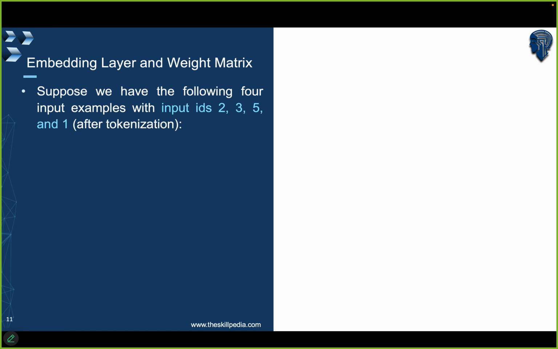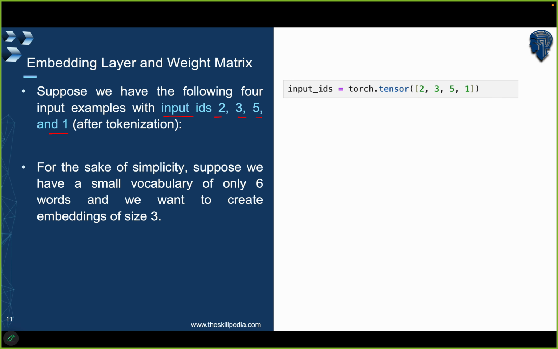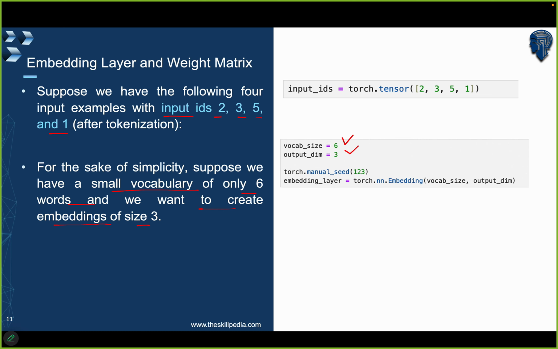Suppose we have the following 4 input examples with input IDs 2, 3, 5 and 1 after tokenization. For the sake of simplicity, suppose we have a small vocabulary of only 6 words and we want to create embeddings of size 3. So we define the vocabulary size and output dimensions, and we use a manual seed. The embedding layer is created using vocabulary size and output dimensionality.